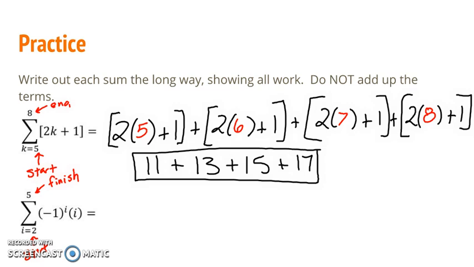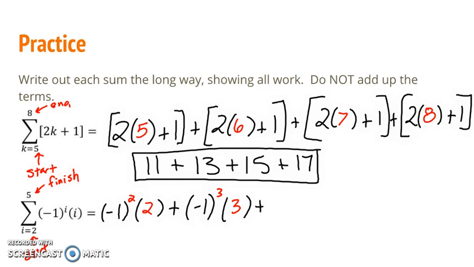Let's go ahead and start this out here. First one, I've got a negative 1 to the i power. My first i is going to be a 2. And then I need to take that times i. Well, my first i value was 2. So that's my first term there. Then I'm going to go plus a negative 1. This time my i value will be 3. So I had a 3 and a 3 here for my i's.